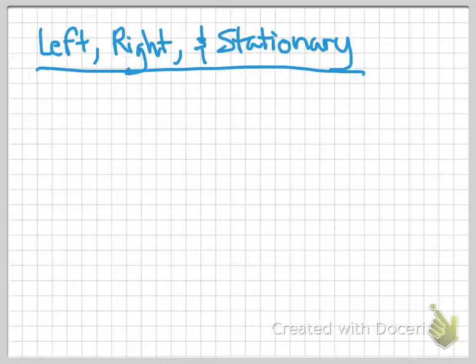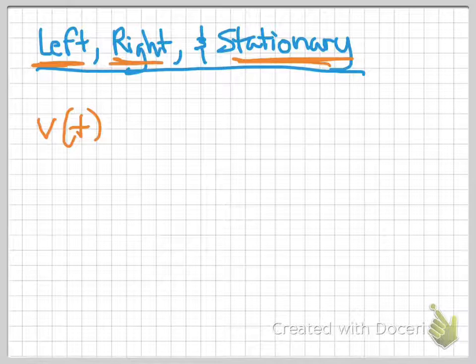Okay, so a typical motion question usually has to do with when is something going left, right, or stationary. This is something we've been working on in class. And when we ask about left, right, and stationary, usually I have you try and refer back to velocity. Velocity is really the key. If you know what's going on with velocity, you know if an object is going left, right, or stationary.